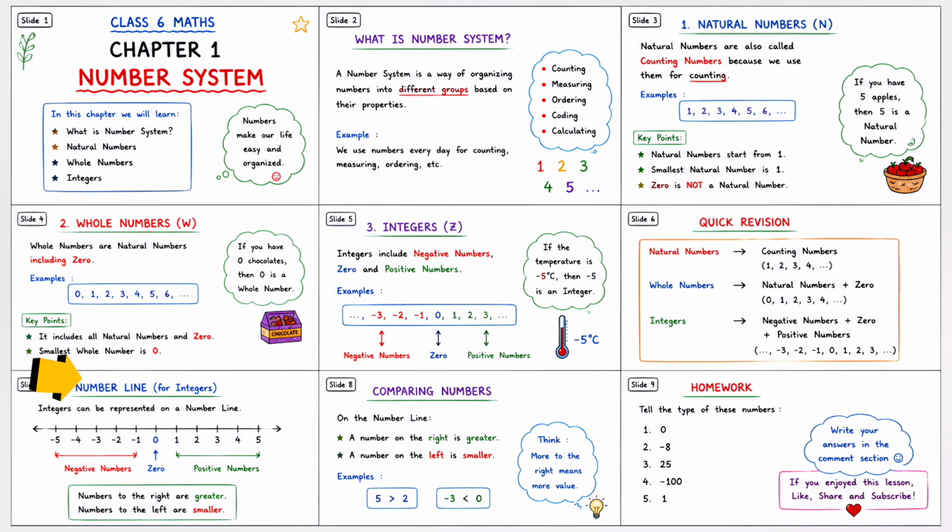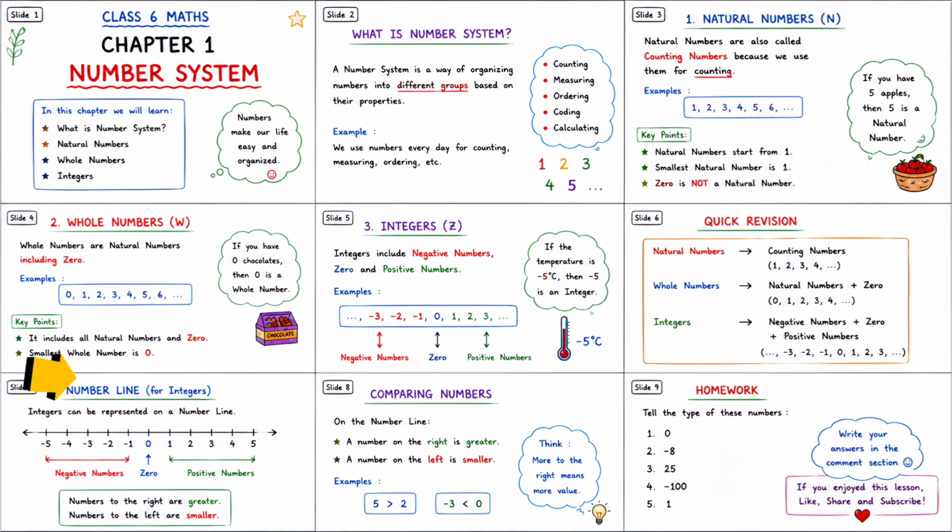Number line. Now, let's understand the number line. A number line is a straight line on which numbers are arranged in order. 0 is in the middle. The numbers on the right side of 0 are positive numbers. For example, 1, 2, 3, 4, 5. The numbers on the left side of 0 are negative numbers. For example, -1, -2, -3, -4. A number line helps us understand the position of numbers and compare them easily.